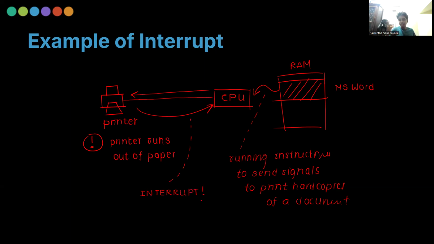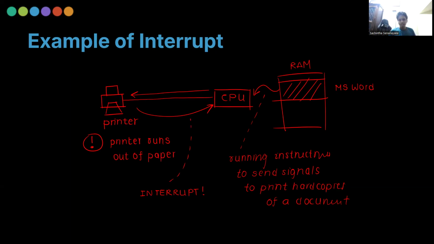So what does the CPU do? The CPU will have to stop whatever it's currently executing and look at this distress signal that is sent by the printer, asking the CPU, hey, I've run out of paper. Can you try and ask the user to maybe remedy the situation?